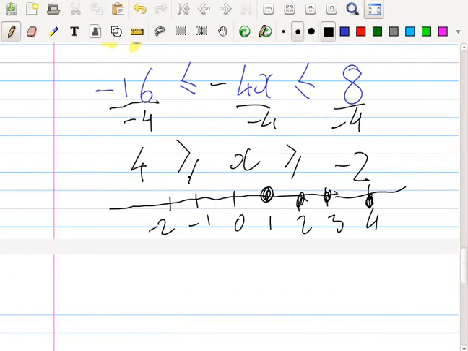Now tell me this, can I write my answer like this? From 1 to 4 close brackets? No. Why not? Because when I write it like this, I include all the numbers between 1 and 4, including fractions. Whereas I only want natural numbers 1, 2, 3, 4. I don't want 1.5, right? So I shouldn't use that. Instead, I should use this. 1, 2, 3, and 4. That's the answer.